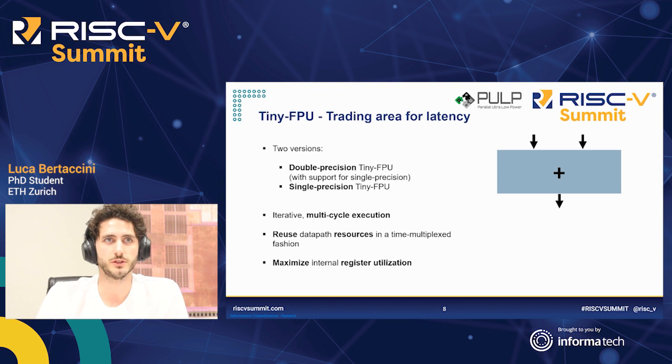Our implementation, Tiny FPU, basically trades area for latency. We were interested in double precision and in single precision, so we decided to design two versions of the Tiny FPU, one with double precision support with single precision included as well, and one just for single precision. The rationale behind this Tiny FPU was to have iterative and multi-cycle execution to reuse data path resources in a time multiplexed fashion. This multi-cycle execution could also allow us to reuse the internal register we introduced in the Tiny FPU.